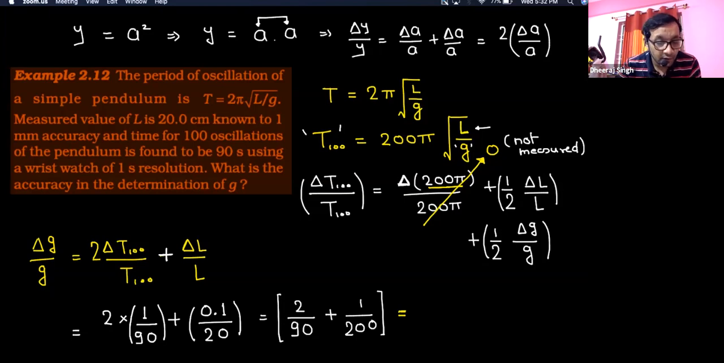No one? Okay, I'll just quickly find out. 2 divided by 90 plus 1 divided by 200. So this is 0.027. Fine. So 2.7 percentage of the error. 2.7% of the error. Okay. Is there any doubts? Now I'm going to the next part of the chapter.